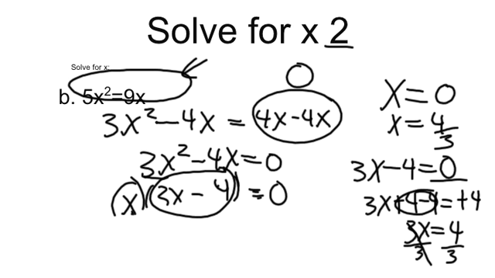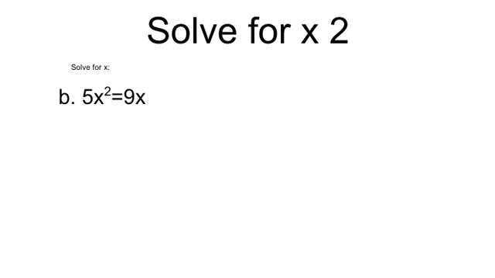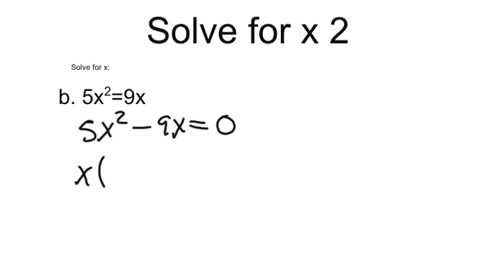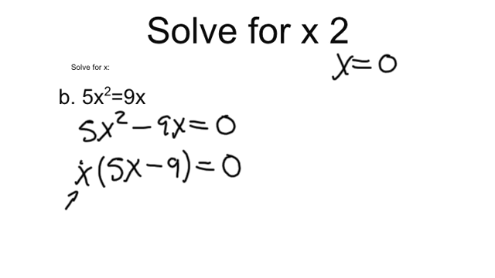So on this particular example, I'm going to do basically the same thing. I start off by subtracting 9 from both sides, so that's going to give me 5x squared minus 9x is equal to 0. I'm going to factor out my x, which is going to leave me with 5x minus 9. Okay, that's equal to 0. Now I know that x can be 0 because if this is 0, x times 5x and x times 9 is going to give me 0, so that'll work.